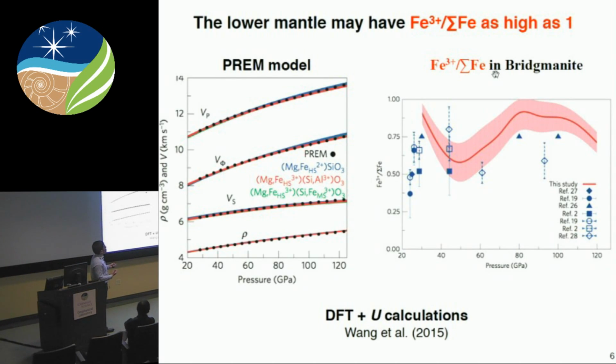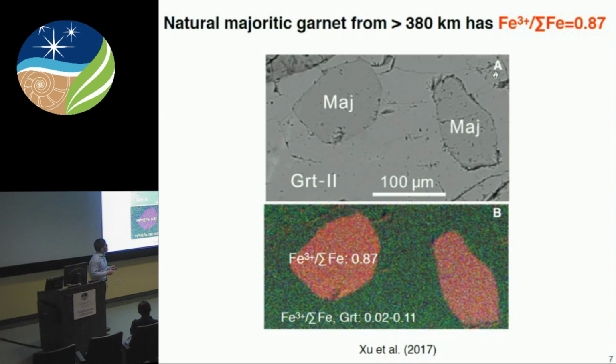Another line of evidence comes from first principles calculations. In order to match the density and the sound velocity profiles of the PREM, Wang et al. concluded the Fe3+ content in bridgmanite can be as high as almost 100%. That means the bridgmanite in the lower mantle really has the capability to incorporate a lot of Fe3+.